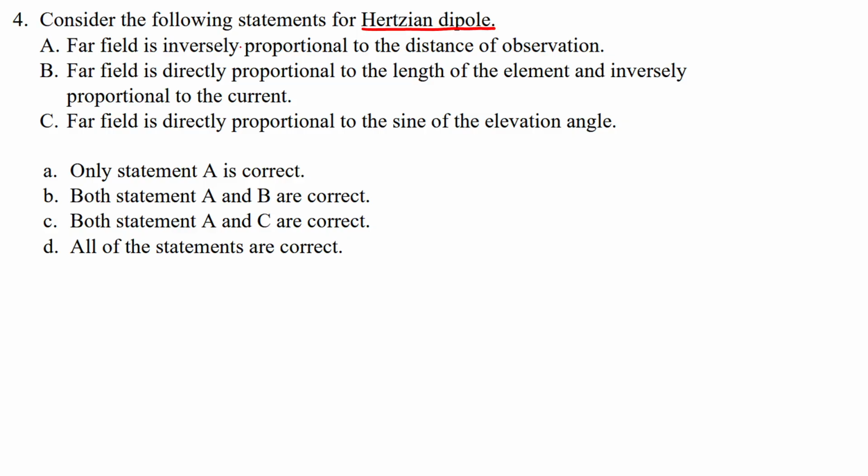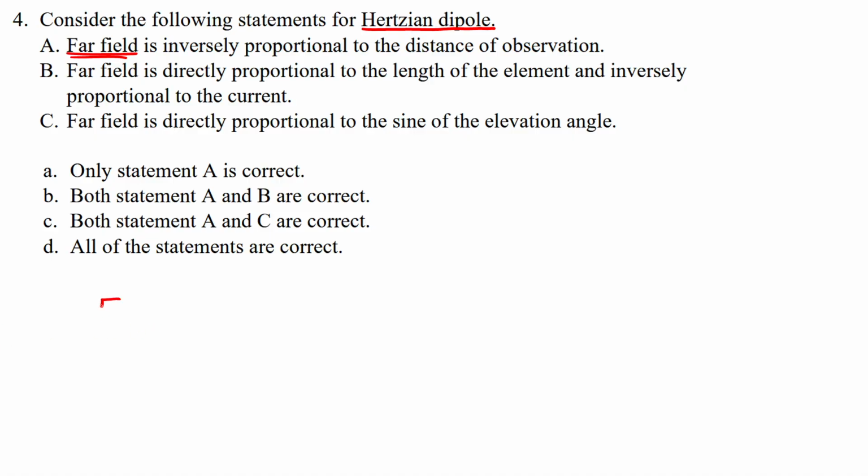Statement A: far field is inversely proportional to the distance of observation. Statement B: far field is directly proportional to the length of the element and inversely proportional to the current. Statement C: far field is directly proportional to the sine of the elevation angle. So all the statements are related to the far field of a Hertzian dipole.